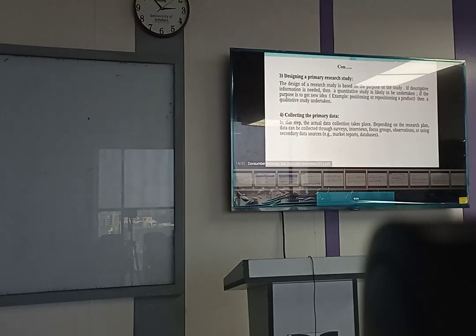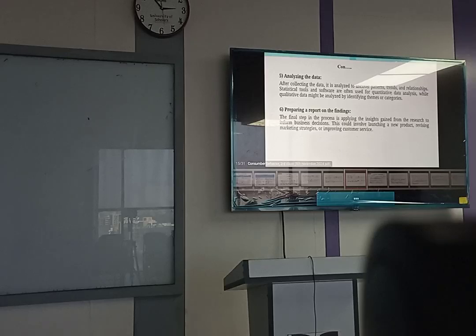Collecting the primary data. In this step, the data collection actually happens. Data collection can be done by surveys, interviews, question-answer scenarios, market reports, and previous data, if there was any data about this thing. Then we get the primary data.